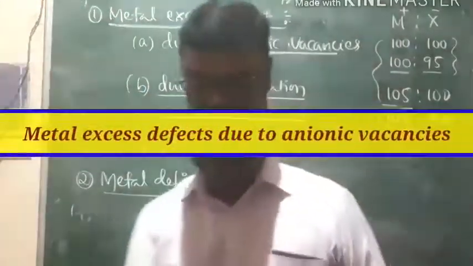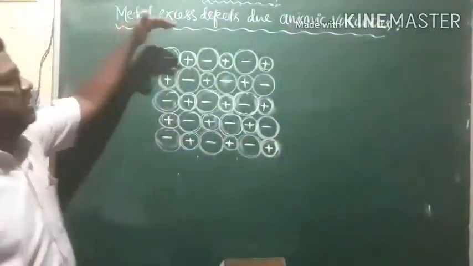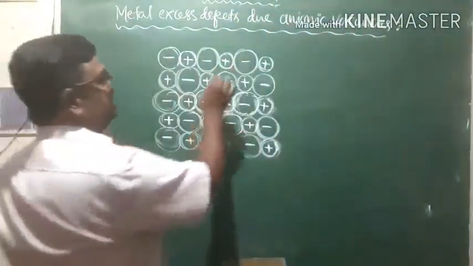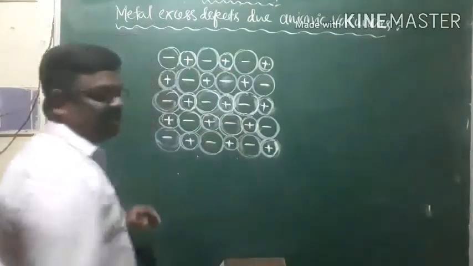Let's see metal excess defect due to anionic vacancies by taking this particular example. This is the crystal lattice of sodium chloride.